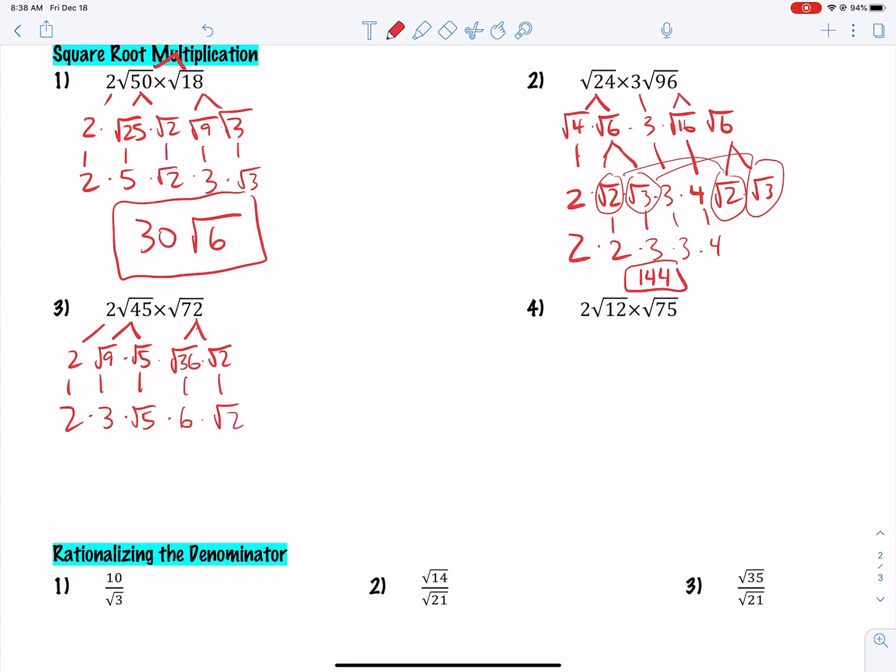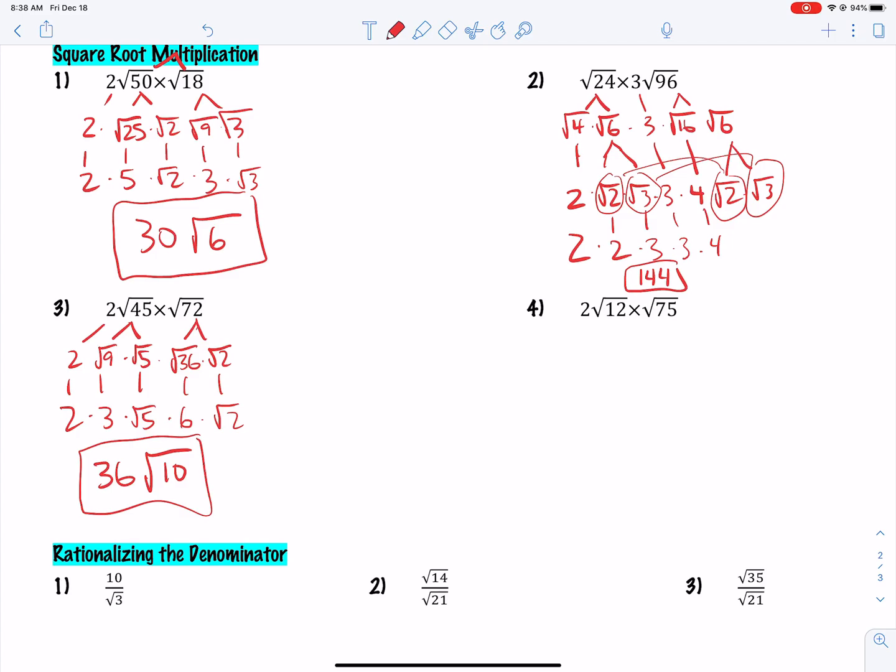So multiply the whole numbers first. 2 times 3 is 6. 6 times 6 is 36. Then multiply what's in the radical. 5 times 2 is 10, so radical 10. And that's in its simplest form. 36 radical 10. There's no perfect squares that go into 10, so you leave it as such.